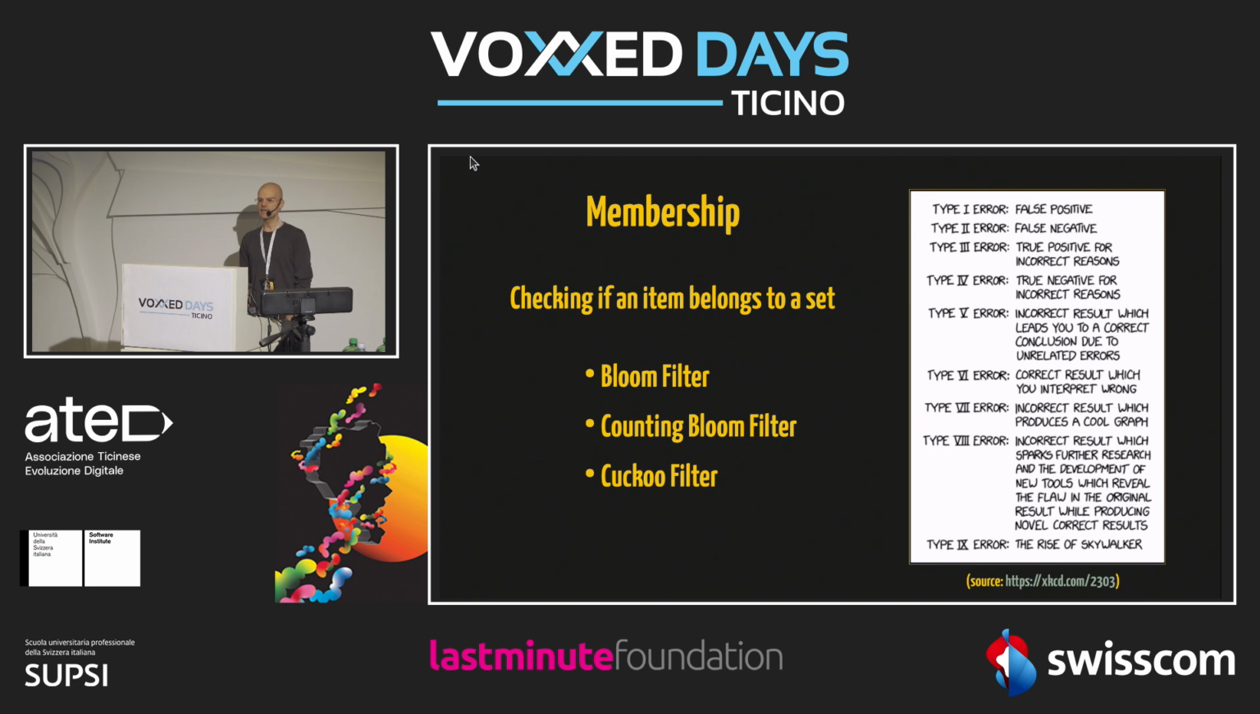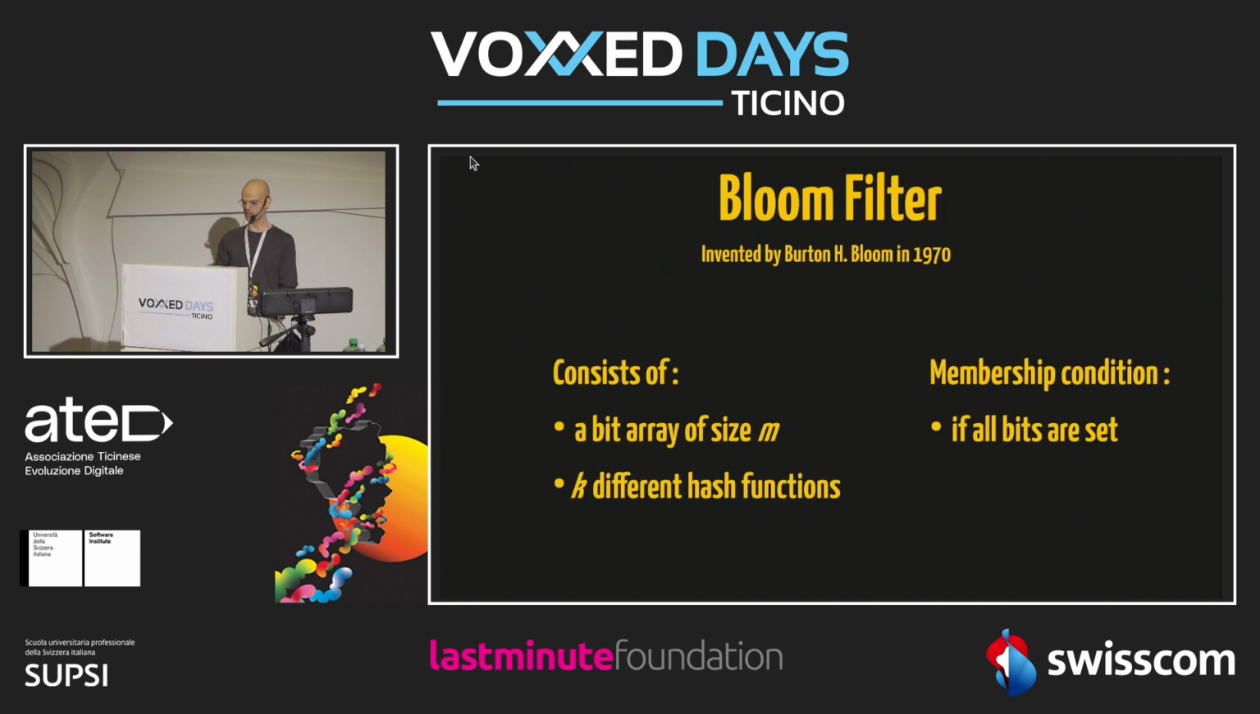So in this case, we're going to talk about membership, just checking if an item belongs to a set, nothing more than that. And we're going to see three different data structures, which are the Bloom filter, the counting Bloom filter, and the cuckoo filter. We're now going to see them in detail. So let's start with the Bloom filter.